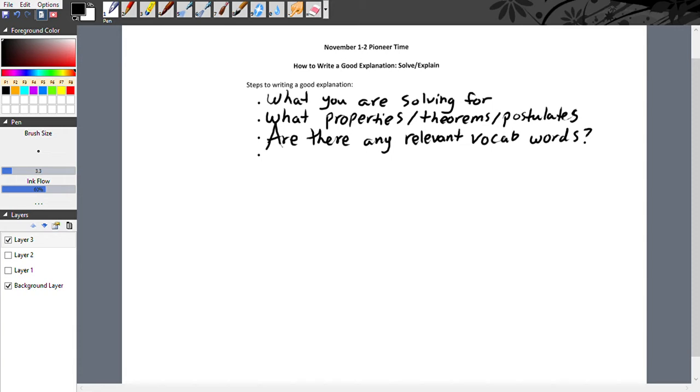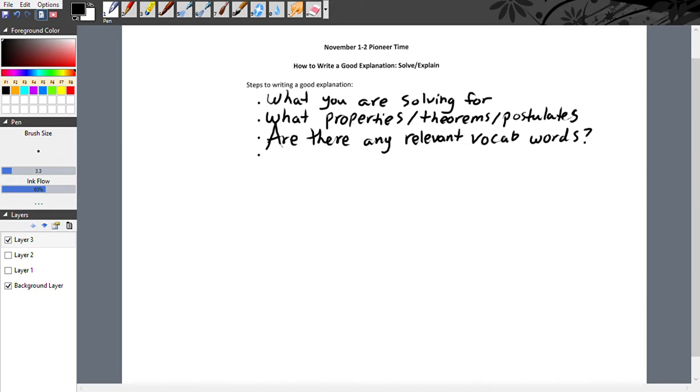So in your explanation, you should include more than just the theorem or the postulate that you use. Just for an example, before we actually see a problem here, if we were doing a problem that used alternate interior angles from our last unit that we just did, that's the name of a theorem that you would use to solve a problem. That's great to have in your explain.